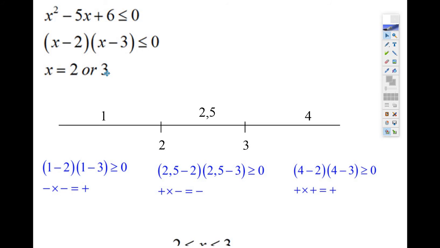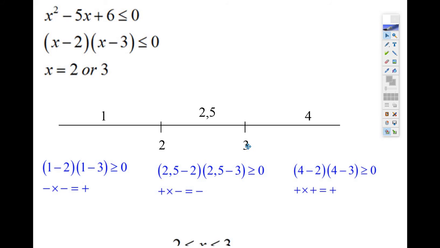Now, most people always get this part right, but when it comes to the inequality, they get confused. So we know that 2 and 3 are solutions. And what you do to get the rest is you make a number line, and this is one way to find the solution. You test it on either side of your solution.